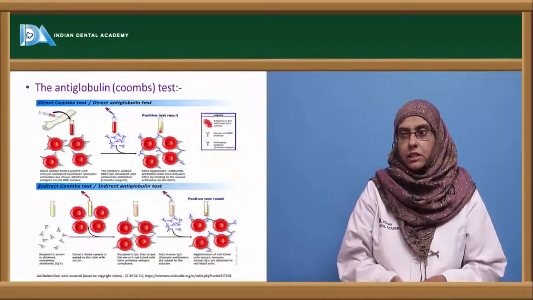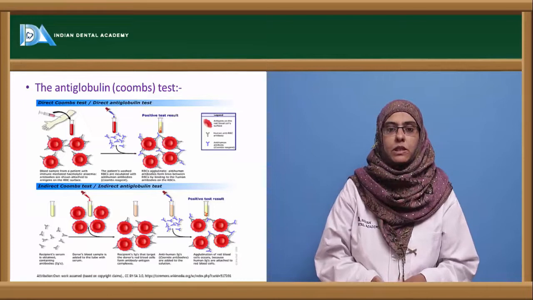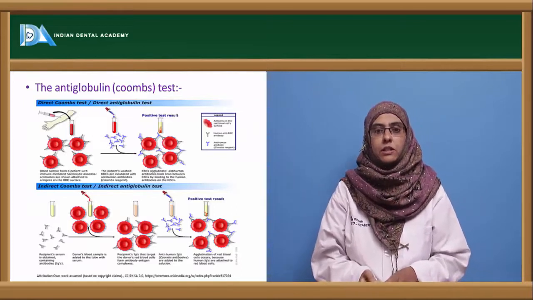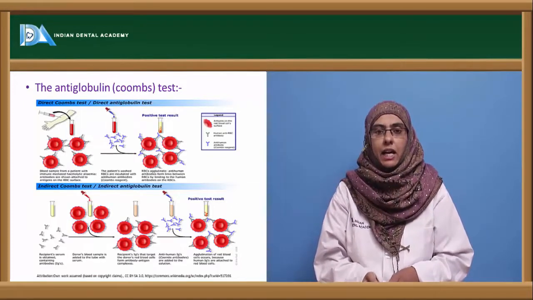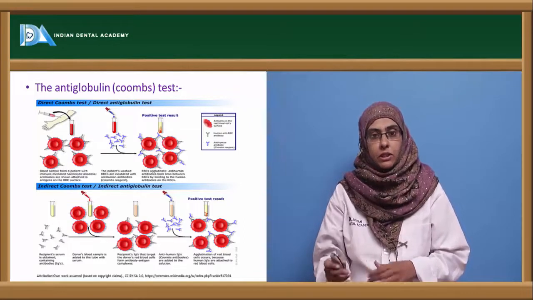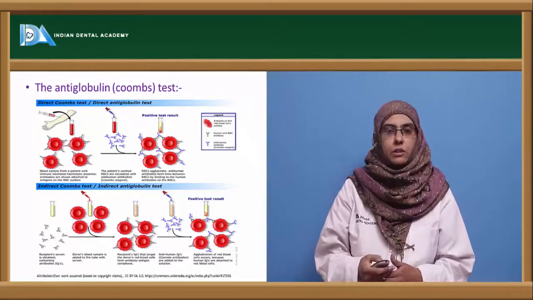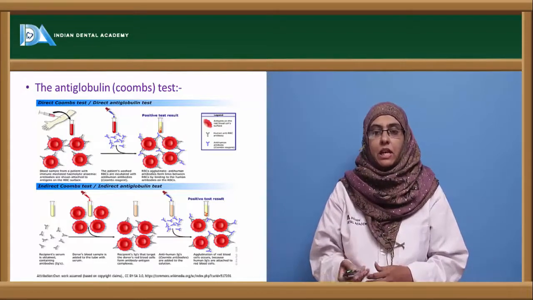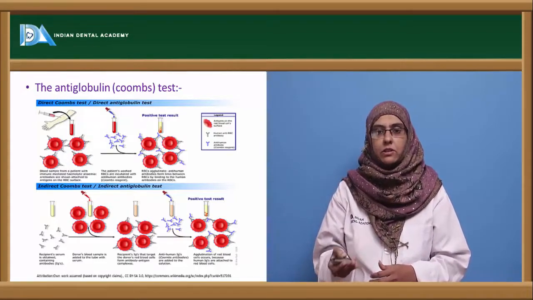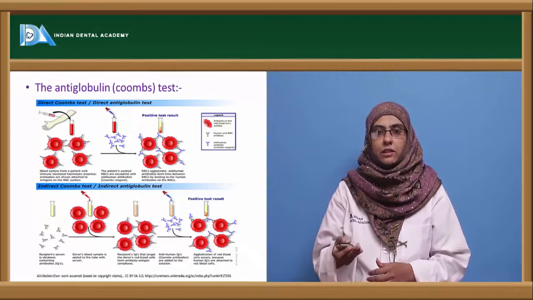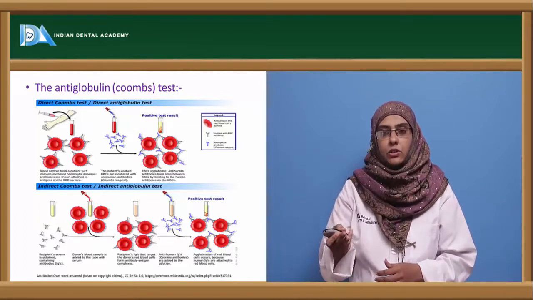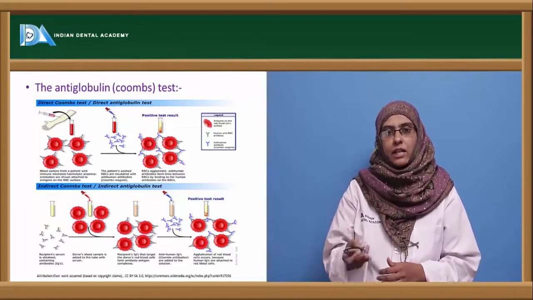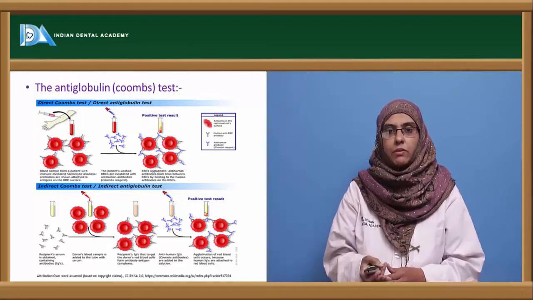Next is the antiglobulin or the Coombs test. Here the antiglobulin or Coombs test is mostly used to identify anti-Rh antibodies. So towards the Rh factors, antibodies are usually produced in case of erythroblastosis fetalis, the disorder associated with the Rh negative female. So here we are trying to identify the anti-Rh antibodies with the help of a Coombs test.